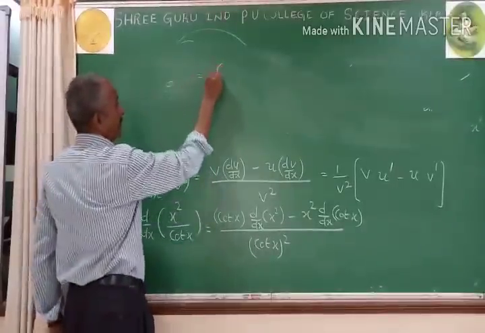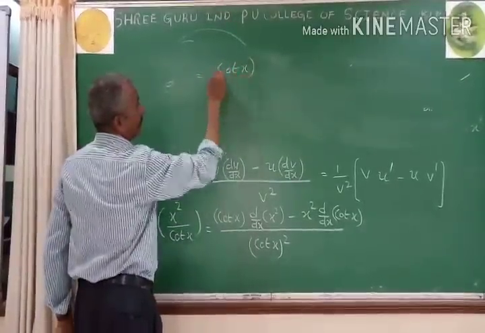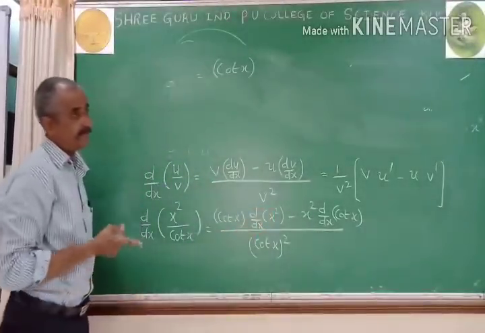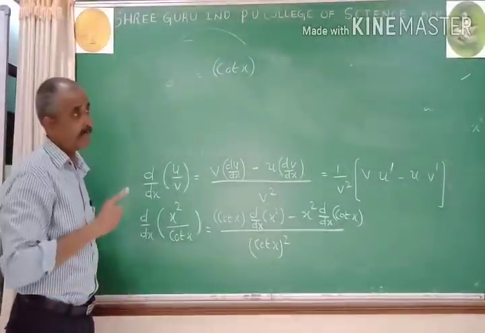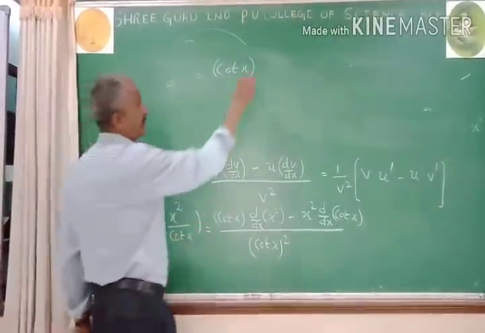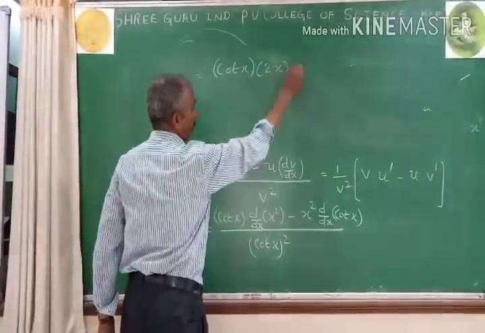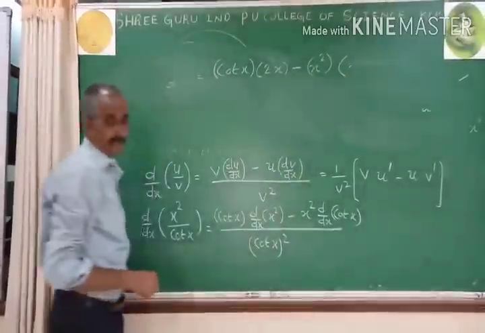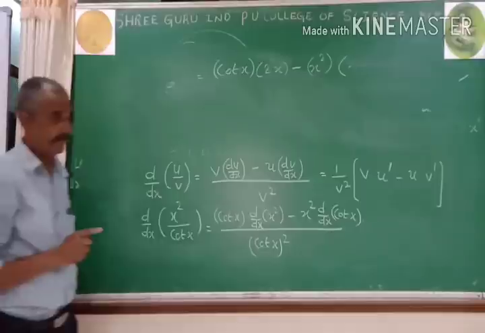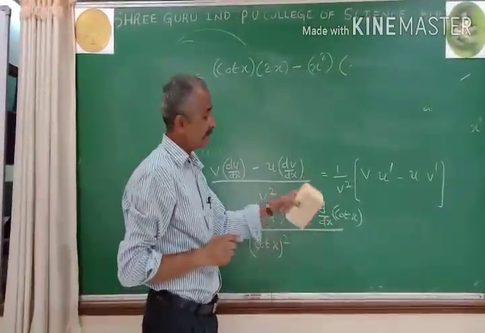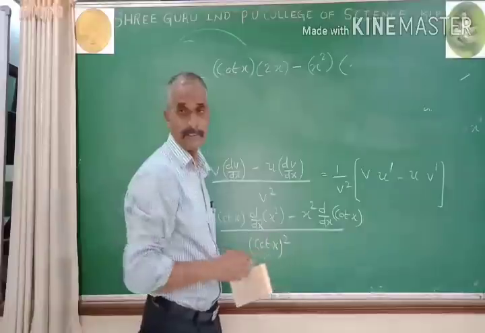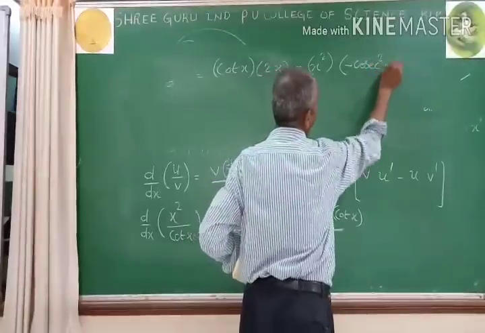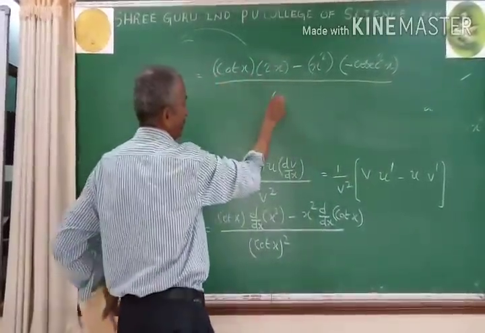Next step, cot x multiplied by. Now recall PUC first year, the differentiation of x square formula is 2x, because the general formula is nx to the power n minus 1. So cot x multiplied by 2x minus x square multiplied by, again recall the formula of the differentiation of cot x from PUC first year. The formula for differentiation of cot x is minus of cosec square x, that is bracket minus cosec square x whole divided by cot square x.